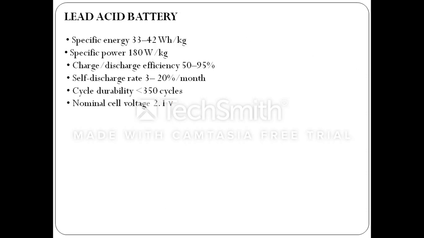Now the specification of a lead acid battery: specific energy is 33 to 42 watt hour per kilogram. Then specific power is 180 watt per kilogram. Then charge or discharge efficiency is 50 to 95%. Then self discharge rate is 3 to 20% per month. Then cycle durability is greater than 350 cycles. Then nominal cell voltage is 2.1 volt.